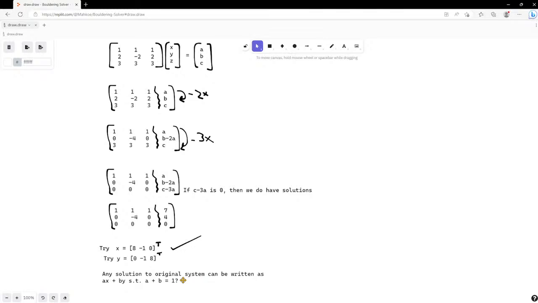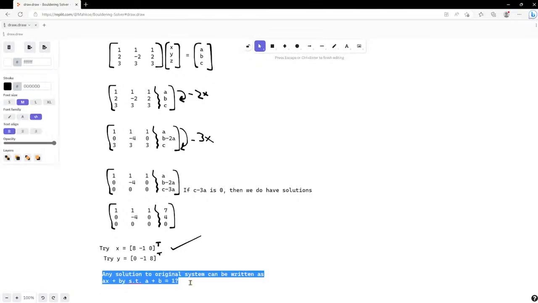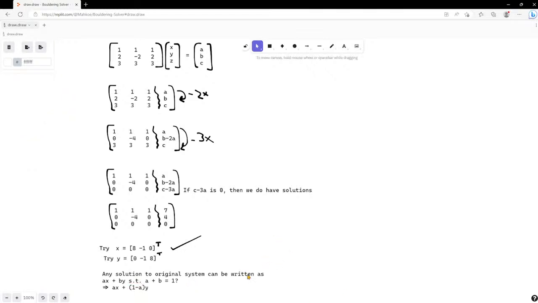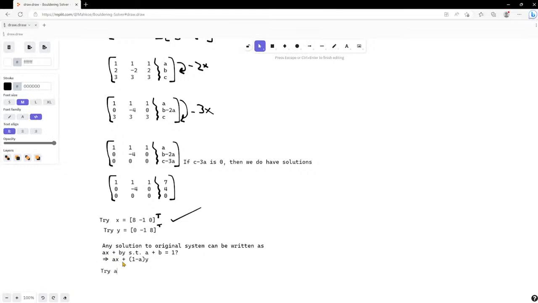So actually, there's really only one degree of freedom here. So in reality, any solution of the original system can be written as ax plus 1 minus a times y. Does that work? Let's make sure. Try a equals 100 or something. So then 800. So that means 1 minus a equals negative 99.